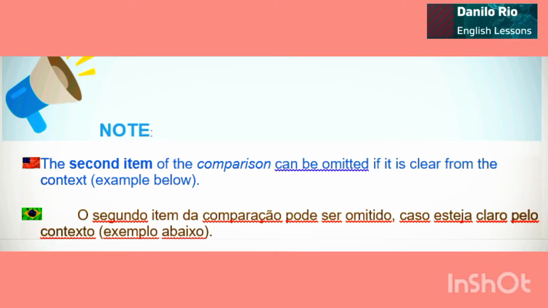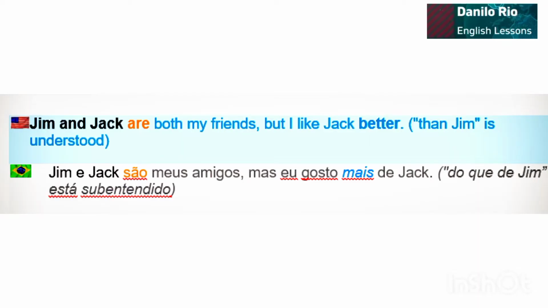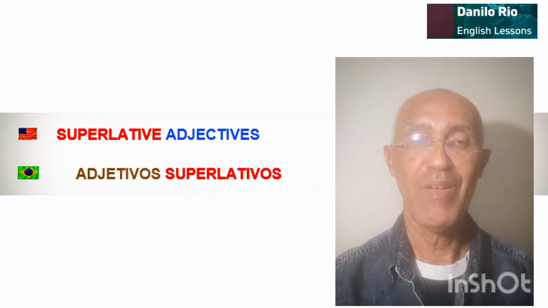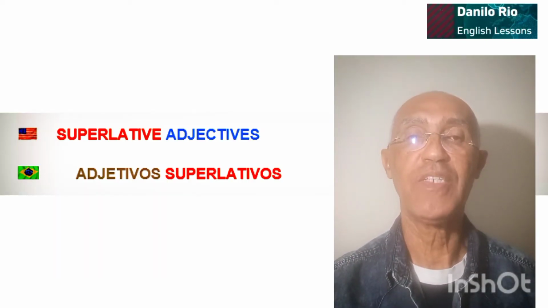Note that the second item of the comparison can be omitted if it is clear from the context. Jim and Jack are both my friends, but I like Jack better. Then Jim is understood. Now let's talk about superlative adjectives.